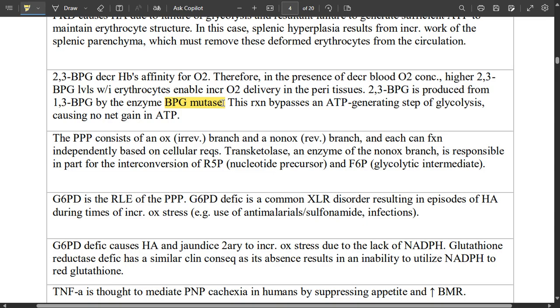BPG mutase converts 1,3-BPG to 2,3-BPG. 2,3-BPG increases along with a decrease in pH and an increase in temperature, resulting in a right shift of the curve. A right shift of the curve means more release of oxygen in the peripheral tissues. This reaction bypasses an ATP generating step in glycolysis, causing no net ATP. So when 1,3-BPG converts to 2,3-BPG, there is no ATP generation.